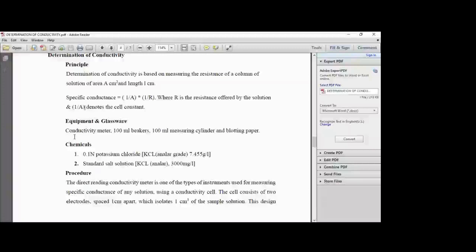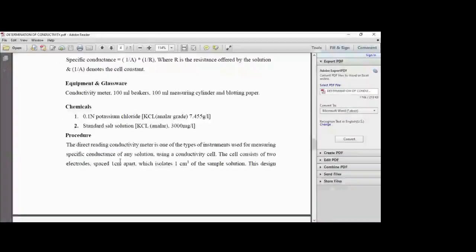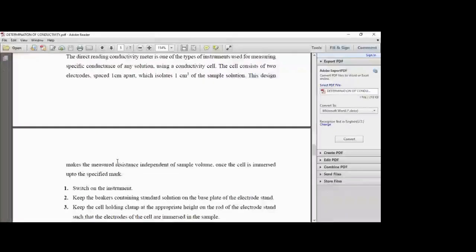What we require here is a conductivity meter, which is going to tell us the reading. We require 1000 ml beakers, 100 ml measuring cylinders, and blotting paper, right? We require only either of these two chemicals. Either it will be 0.1 normal KCl, that is potassium chloride, or it will be a standard salt solution, that is KCl. The procedure is very simple.